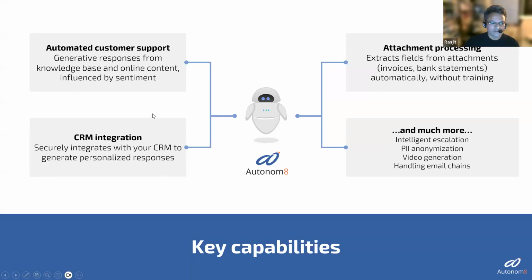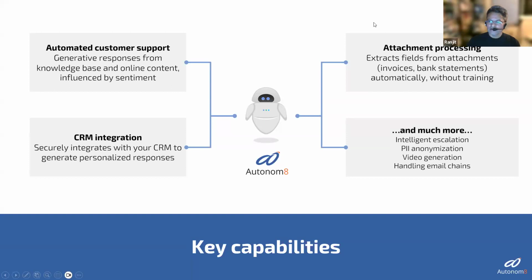The second part is to have CRM integration. Quite often, for general purpose questions, you can use data from a knowledge base or from a website or something like that. But when people have specific questions about their orders, you need to have the ability to integrate with the CRM and pull information that's specific to them.